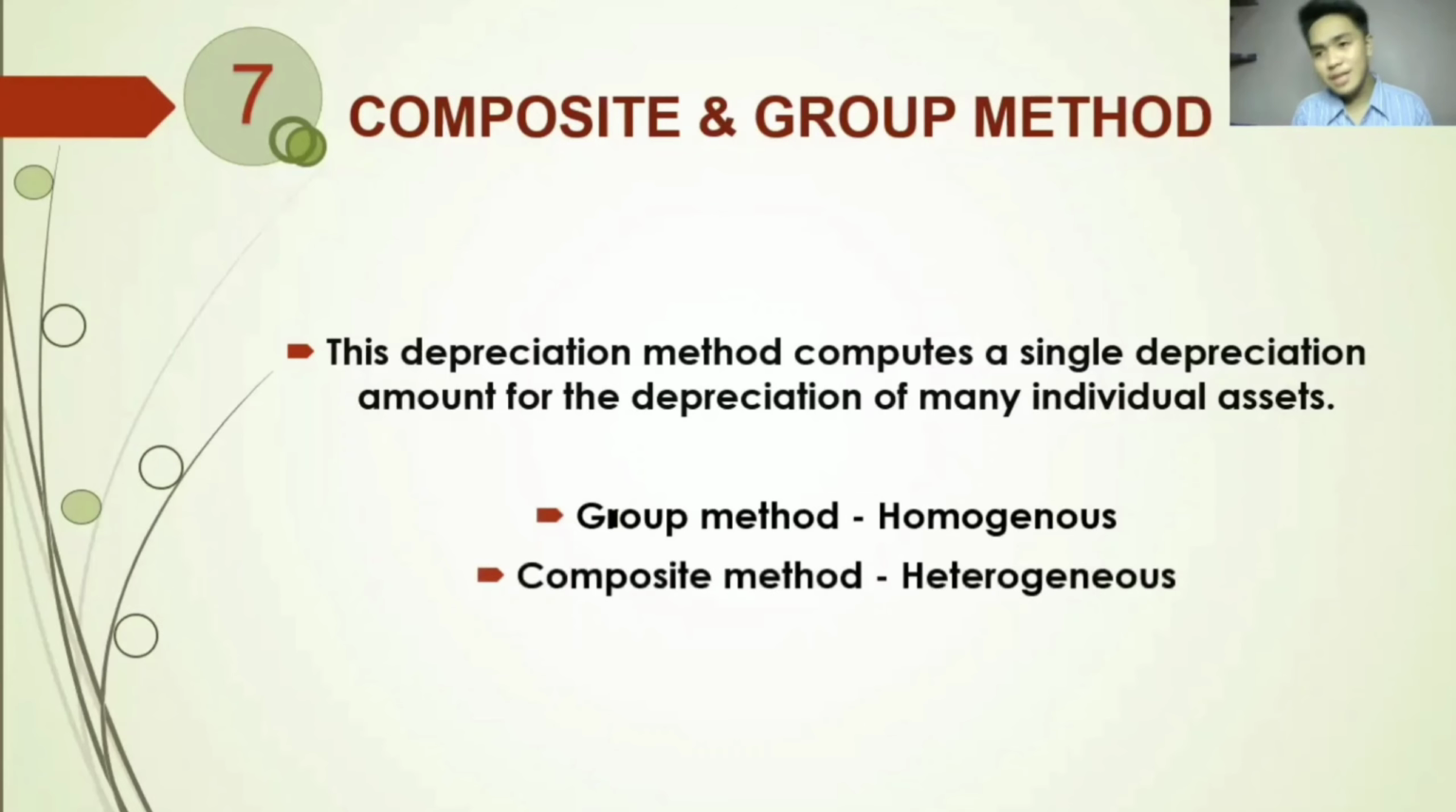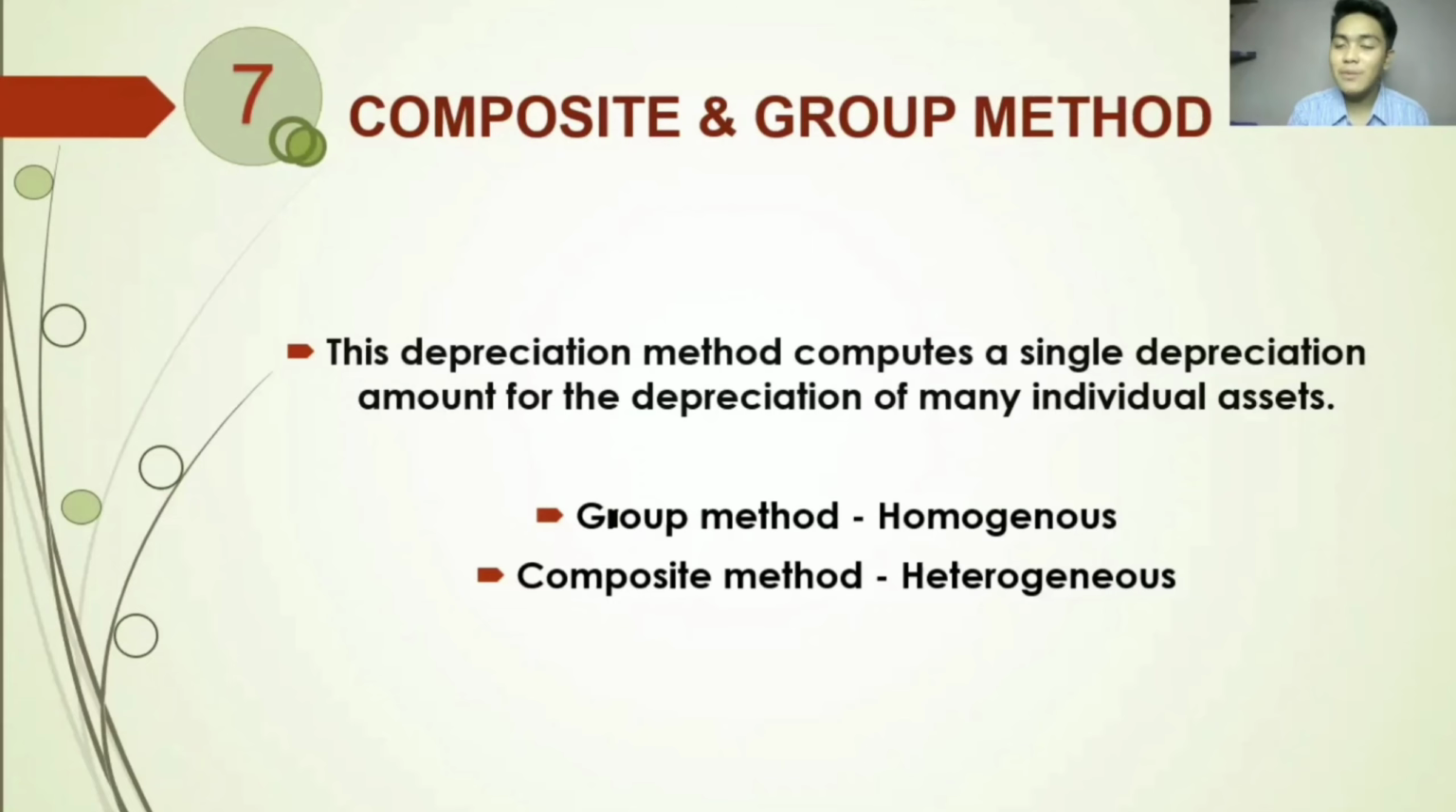Okay? Yung sumunod naman is yung composite. Ibig sabihin, ginugrupo yung mga PPEs in a dissimilar in nature or heterogeneous. So, ginugrupo yung machines sa equipment. Ganun. So, ayun lang yung pinagkaiba nila. Pero same treatment and same objective, which is to depreciate the entire group of an asset as single entity.